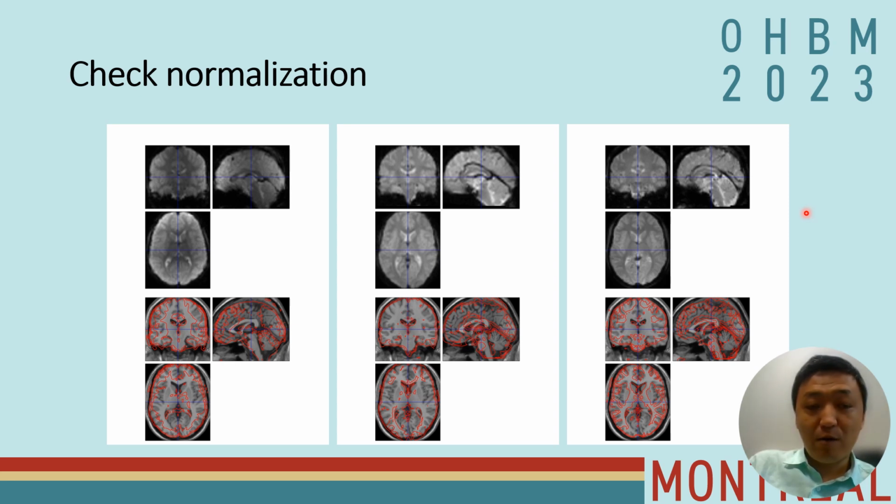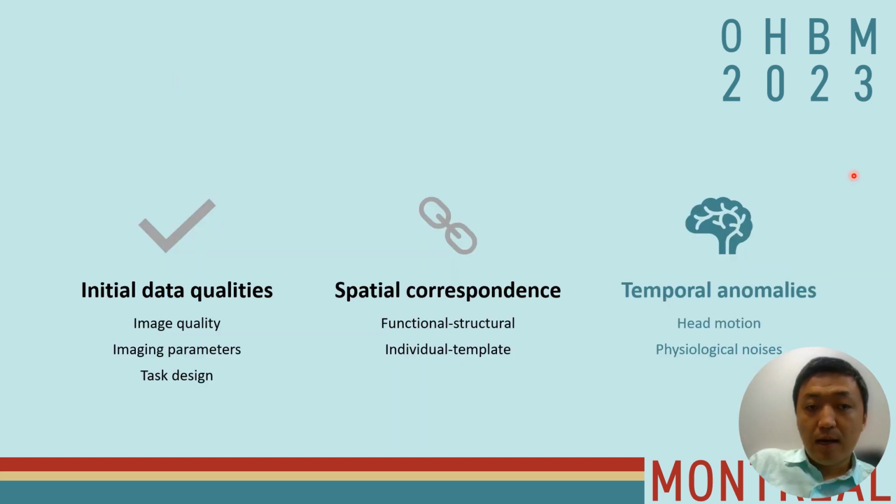It will also be helpful if we can make movies across different subjects to show those differences. And the last part of the quality control is about the temporal anomalies in the fMRI data, which is usually due to head motion or other physiological noises.